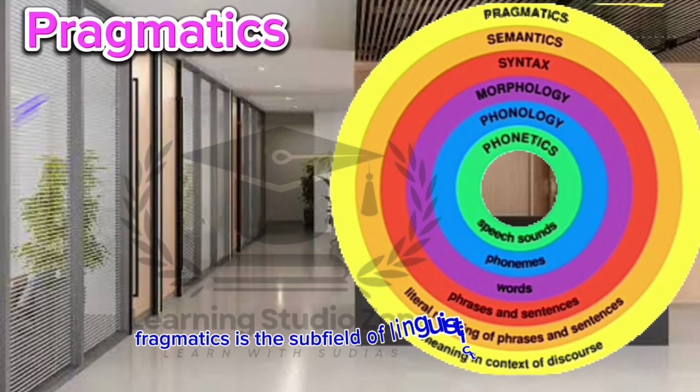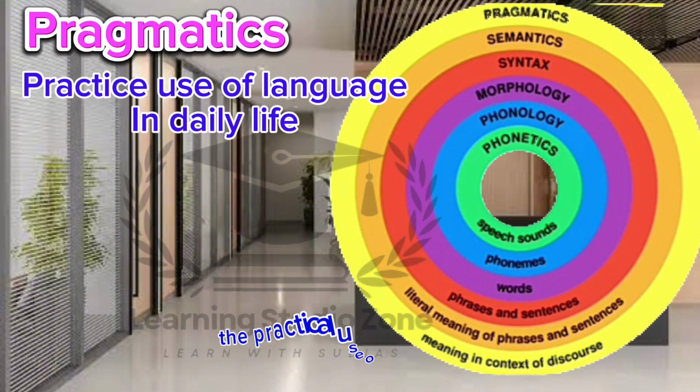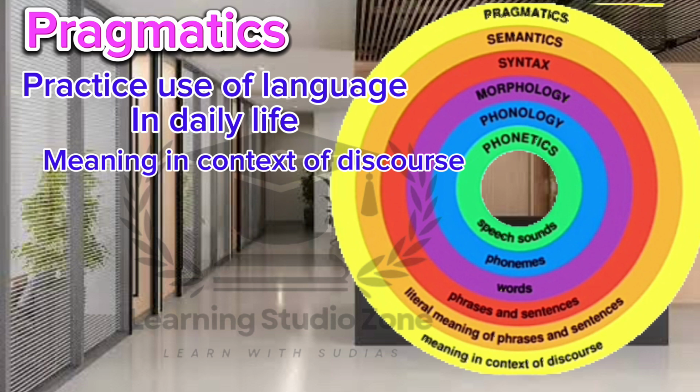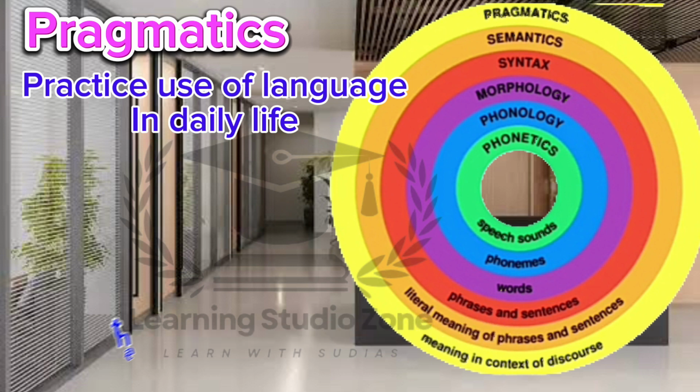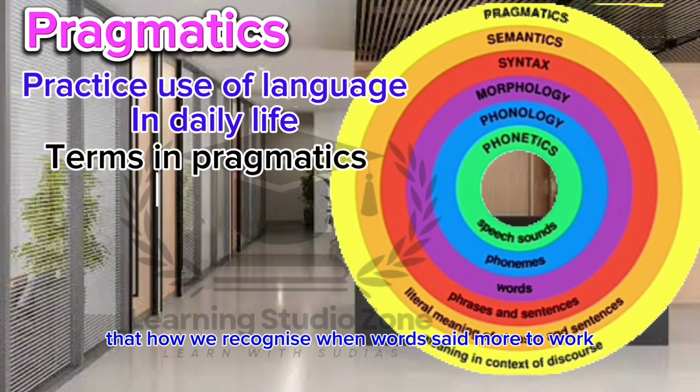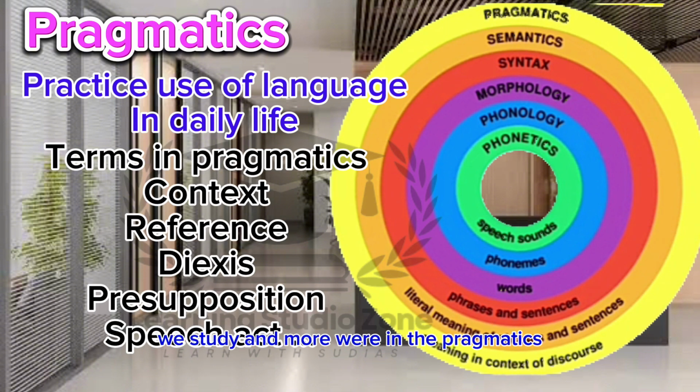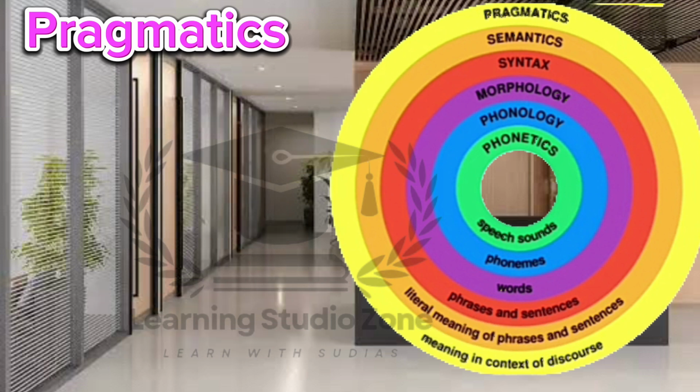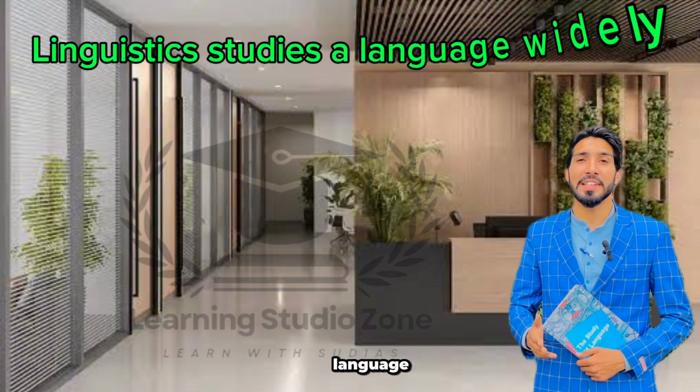Pragmatics. Pragmatics is the subfield of linguistics that studies the practical use of language. Here we study how context contributes to meaning. It deals with what the speaker means, the speaker's meaning. So it depends on the context and communicative intention of the speakers. Here we study the invisible meaning, how we recognize what is meant when words are said. Moreover, in pragmatics we study context, reference, deixis, presupposition, and speech acts, etc. Hope you have got the idea of how we study language widely.